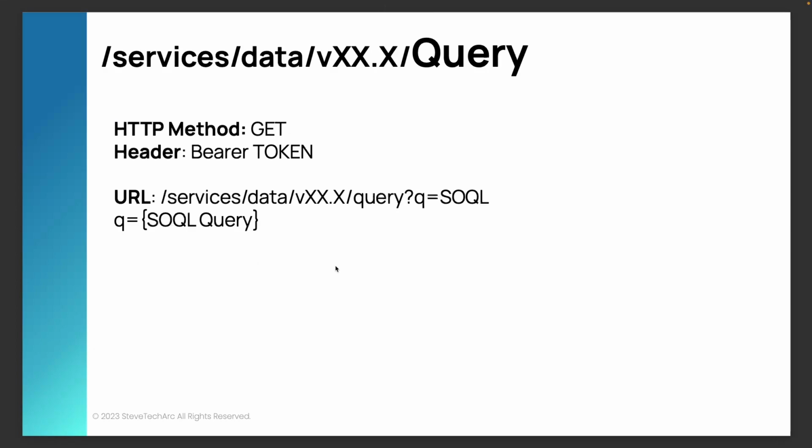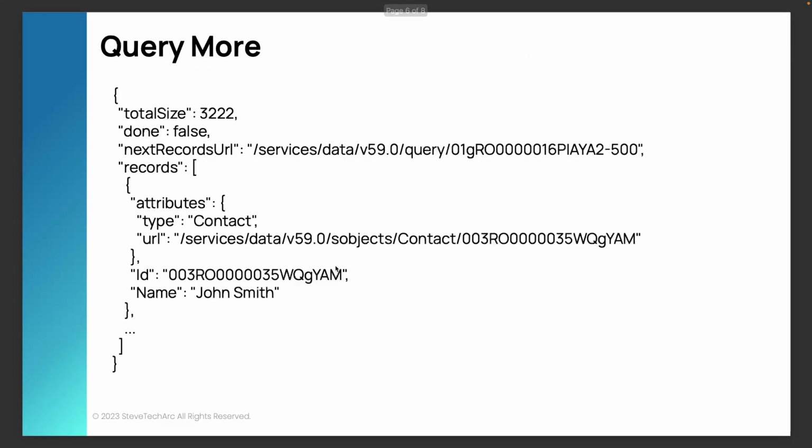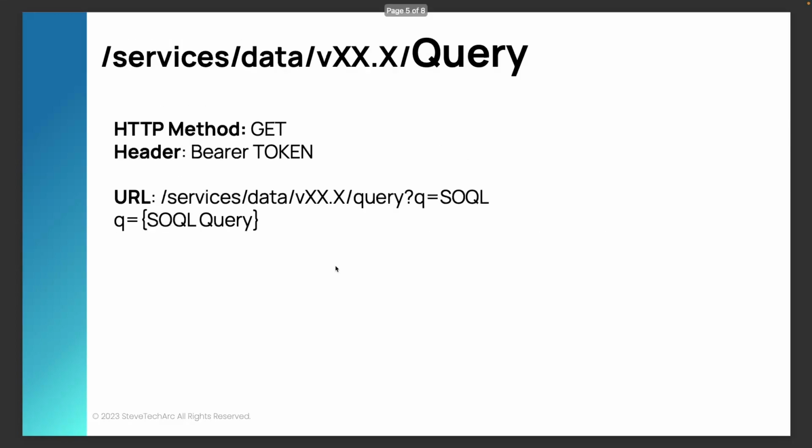So it's the HTTP method GET. It needs the header with the bearer token. And there's the URL, services, data, xx.x, query, and then the SOQL query. And this is an example of the query more, but let's stay on the query right now and take a look at this.